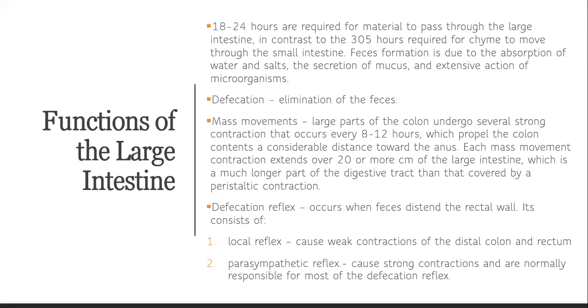microorganisms. So defecation is the process of elimination of the feces or stool. And the mass movements are large parts of the colon that undergo several strong contractions that occur every 8 to 12 hours, which propel the colon contents a considerable distance toward the anus.